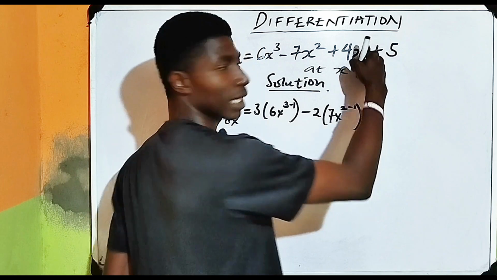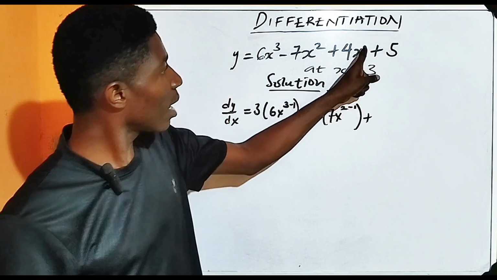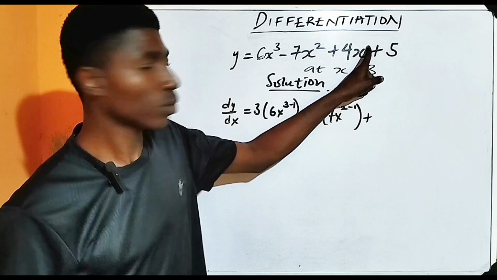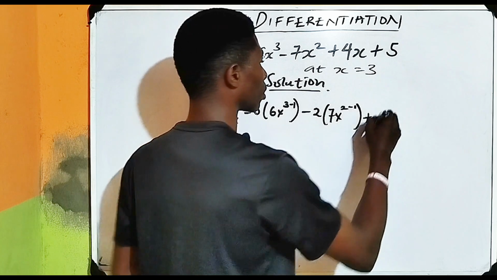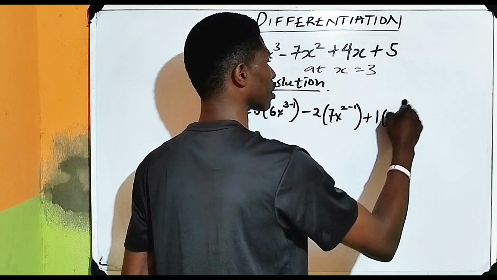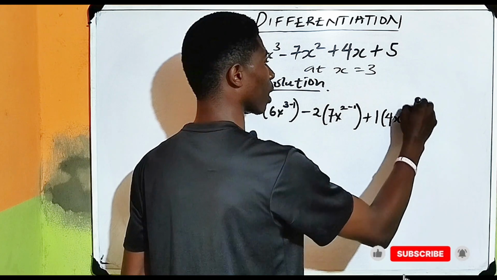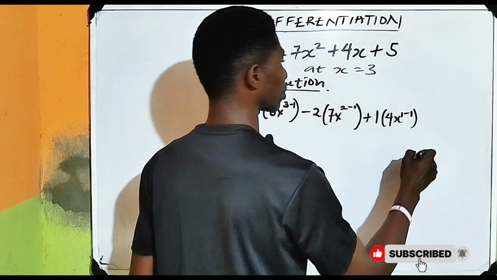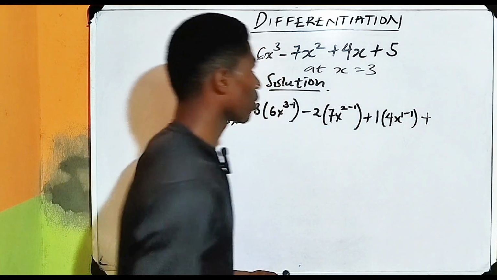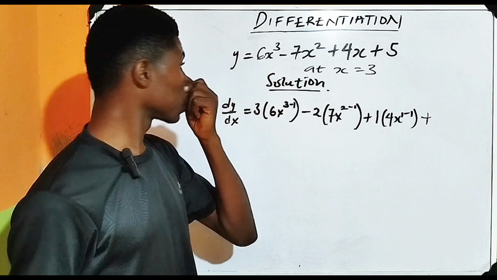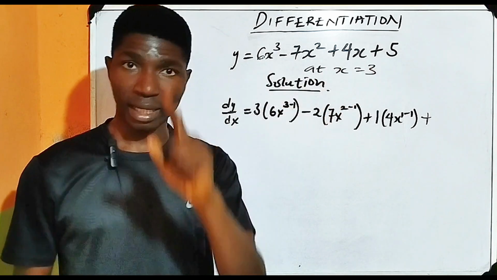Plus. What is the power here? Power of x is 1. So 1 times everything. 1 times 4x. Then 1 minus 1, plus. Now, we are differentiating this whole equation with respect to x.